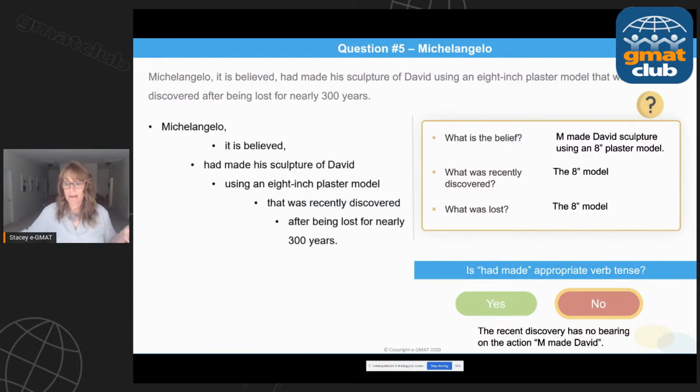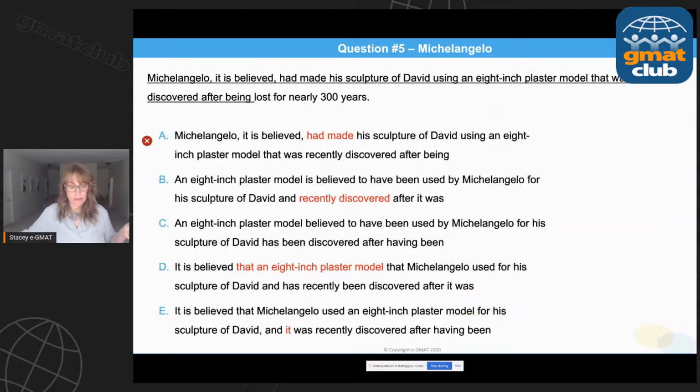Okay? The PPT is blurred. I'm sorry. So choice A is wrong. Maybe it's getting tired. Hopefully it'll liven up. I'll try to be really articulate so you can understand me.